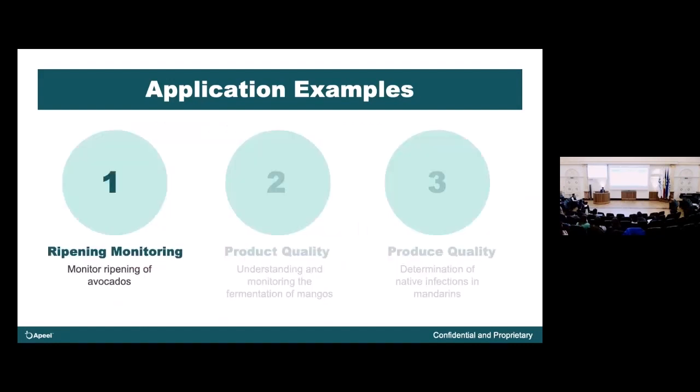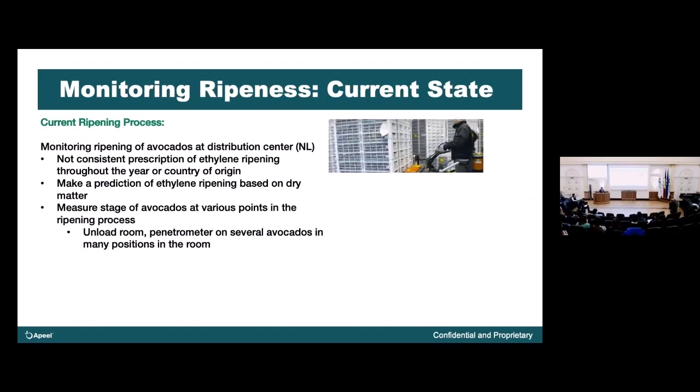But yeah, so we'll talk about the ripening of avocados. What we're really trying to address here is the current ripening process. We've been working really closely with a distributor in the Netherlands, and they have their ripe masters. Basically what they do is bring in incoming avocados, take an initial measurement of things like dry matter, and then put them into ethylene chambers to ripen them to get them ready for grocery stores.